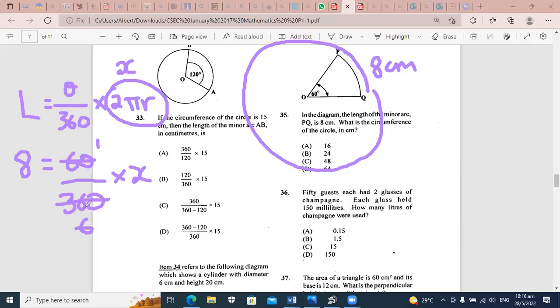That's how you go. 60 goes into 360 six times. So this is actually 1/6 x equals 8. Correct? And to find x, all I need to do is multiply both sides by what? By 6. So 6 times 8 is 48.